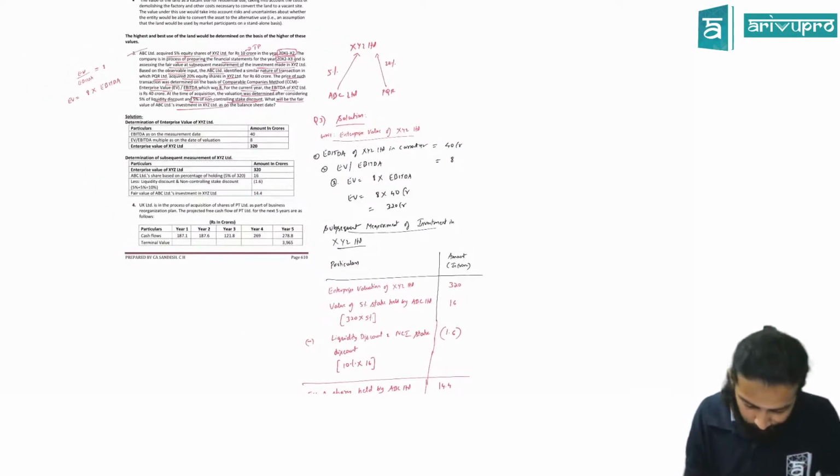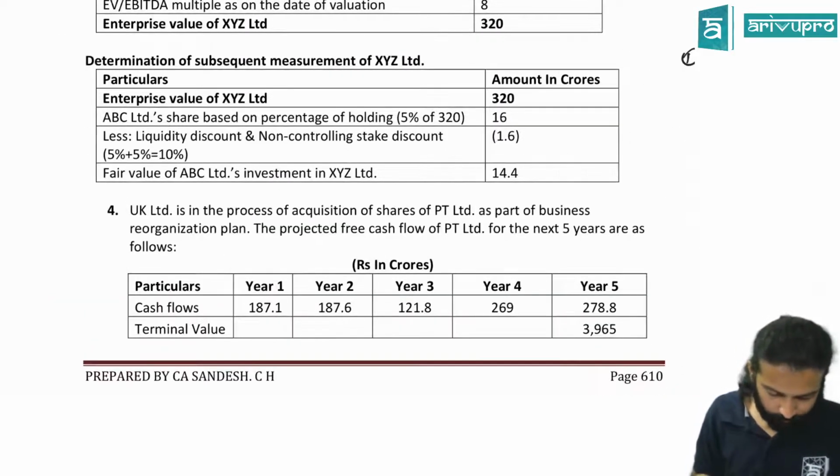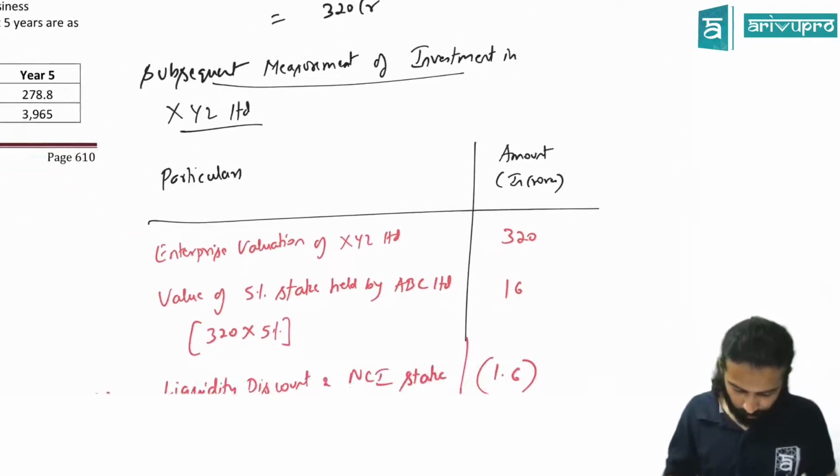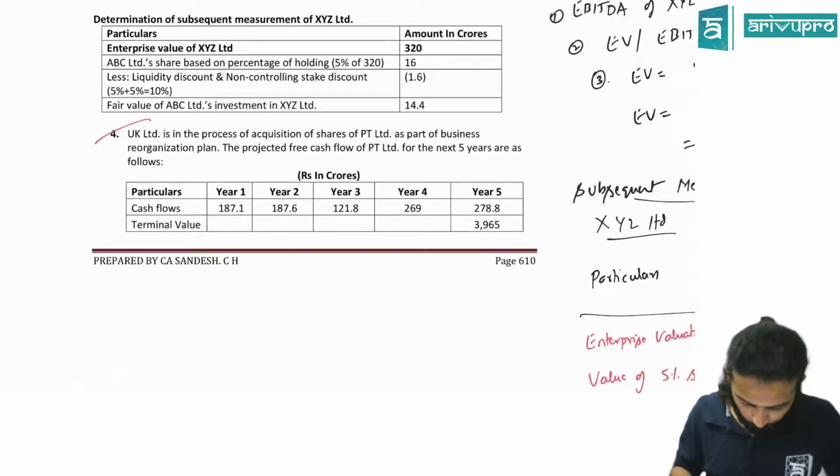So 3 is done. Yes, no? Can I go for question number 4? Any doubt is there or I'll go to question number 4? You can go to question number 4. Oh, the copying is also done, no? Yes, sir. Okay, question number 4.